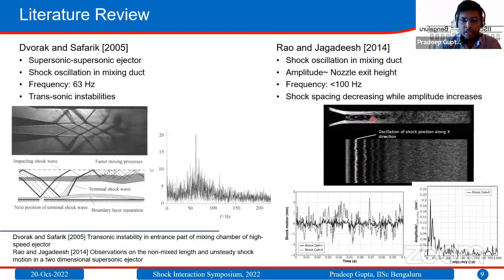As far as the ejector is concerned, Rao and Jagadeesh performed unsteady oscillation studies for the ejector in the mixing duct, not in the diffuser, since there were no shock structures in the diffuser because the ejector operates in the mixed mode operation. In studying the shock oscillation in the mixing duct, they found the frequencies were less than 100 hertz, and the amplitude of the oscillation was on the order of the height of the nozzle exit.